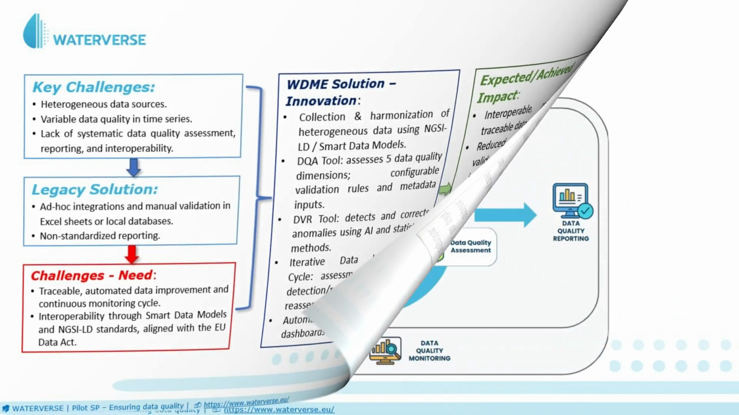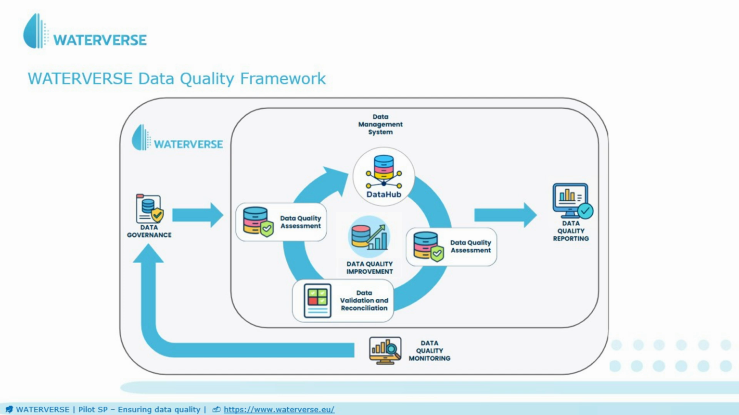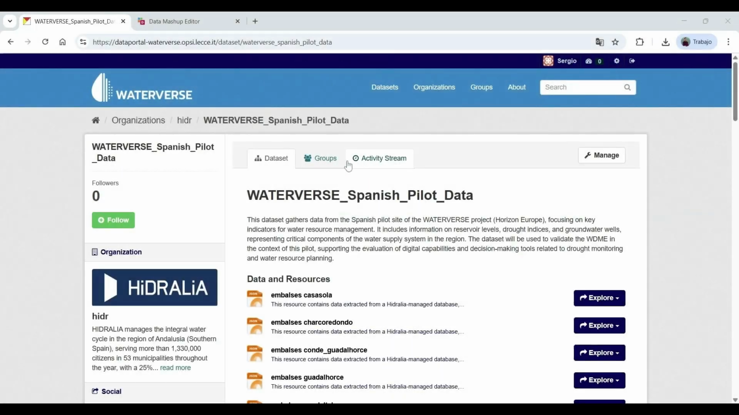data quality. In particular, for data quality, a framework has been defined based on 5 key points: data governance, data assessment, data improvement, data quality reporting, and the monitoring of data quality. All of this will be demonstrated in this use case using WDME. And this is where our journey begins.